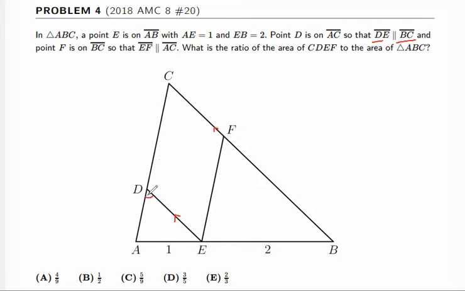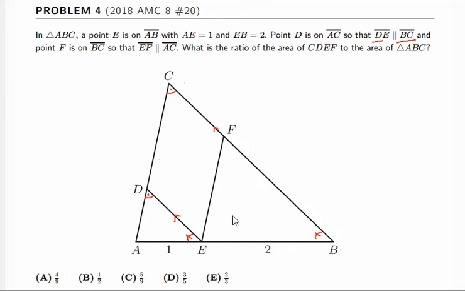So this angle right here is going to be the same as this angle, because DE and BC are parallel. So those two angles that I marked in red are corresponding angles. They are in the same location. Then, by the same reasoning, these two angles are also corresponding angles, they are also congruent to each other. They are equal to each other.